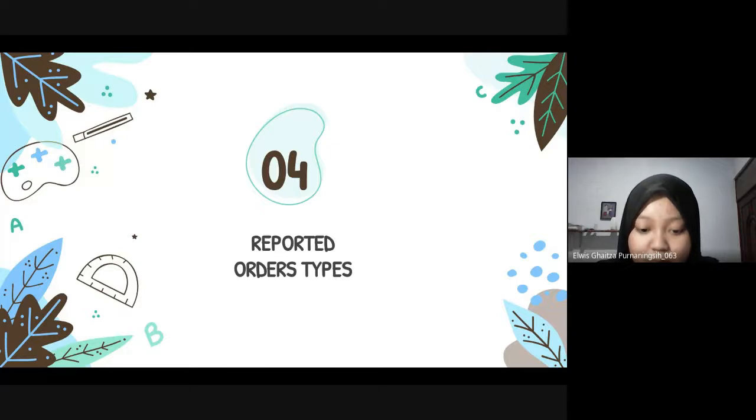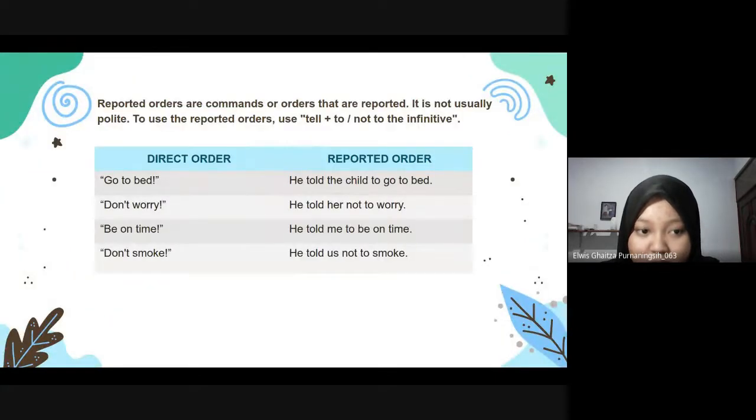The fourth is reported order types. Next. Reported orders are commands or orders that are reported. It is not usually polite to use the reported order. Use tell plus to or not to the infinitive. For example, direct order: "Go to bed." The reported order is he told the child to go to bed. "Don't worry." He told her not to worry.